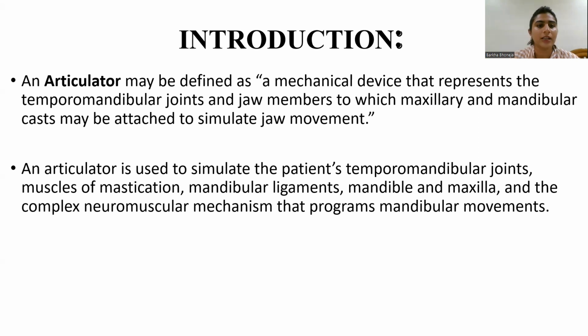An articulator is used to simulate the patient's temporomandibular joints, muscles of mastication, mandibular ligaments, mandible and maxilla, the complex neuromuscular mechanism that programs mandibular movement. So it is such an amazing device that is representing all of the complex structures which are present in the human mouth into a mechanical device so that it becomes very easy for you to fabricate the prosthesis.